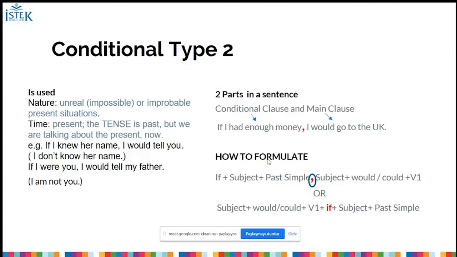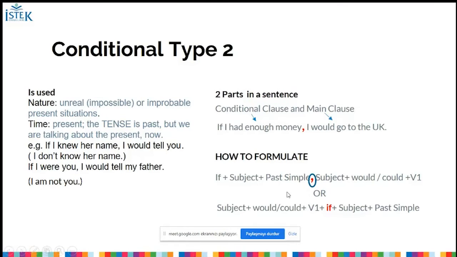If we want to formulate conditional type 2, if we're starting the sentence with the if clause, we use if plus subject plus past simple, comma, subject plus would or could plus verb infinitive. Or we can put the main clause at the beginning of the sentence and say subject plus would or could plus verb infinitive plus if plus subject plus past simple.